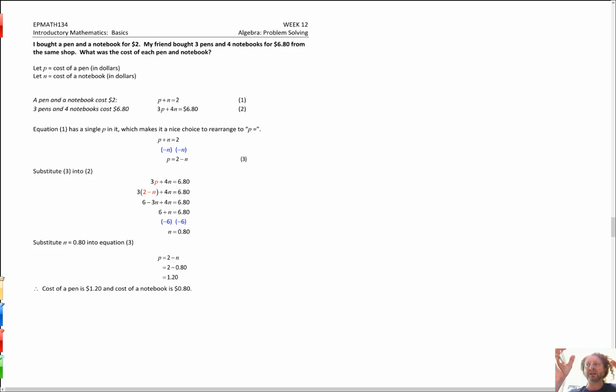So I can keep track. P for pen, N for notebook. Now, a lot of people write P equals pen and N equals notebook. That's not good variable definition, because what do you mean? P equals how many pens?